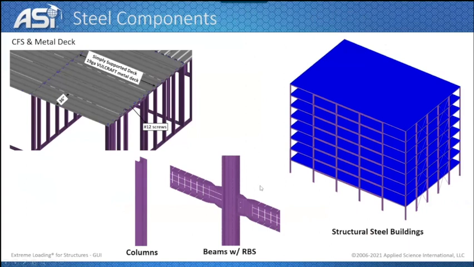Also, for the steel buildings, we can model columns with the connections, even RBS connections, reduced beam sections, corrugated metal decks, cold formed steel, as well as screws that connect the metal deck to the track of the cold formed steel load bearing walls. And this is an example for a building with structural steel components.